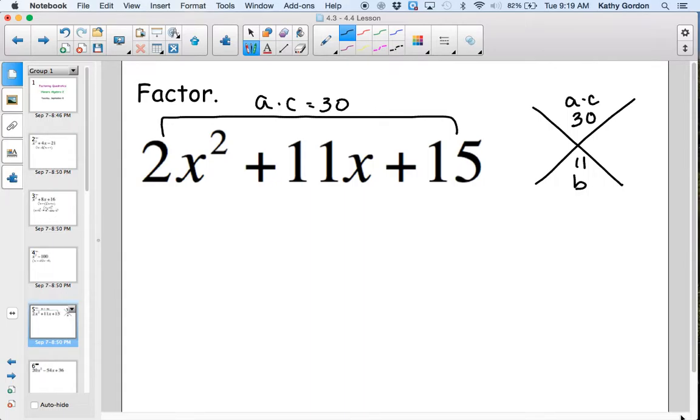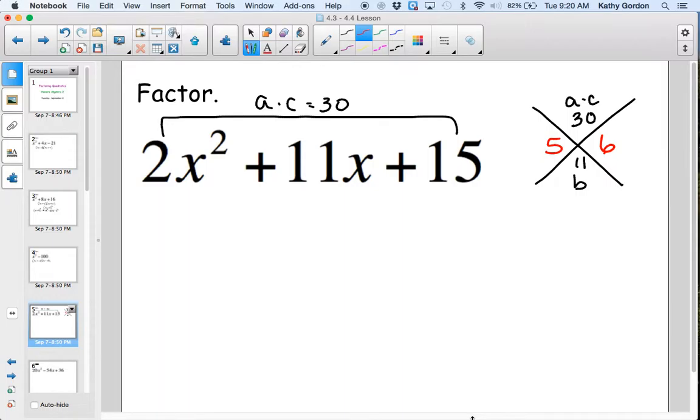And then you ask yourself, what are factors of 30, not just 15, but factors of 30 that are going to add up to 11? What are they going to be? 5 and 6. Okay. I'm going to do those in a different color. All right. Then, what you do with those can be a little bit different. And I've actually taught both in the past, and it's probably personal preference as to which one works better.